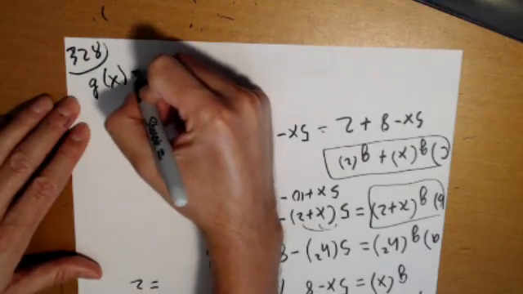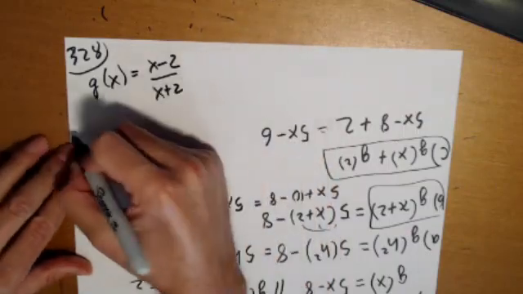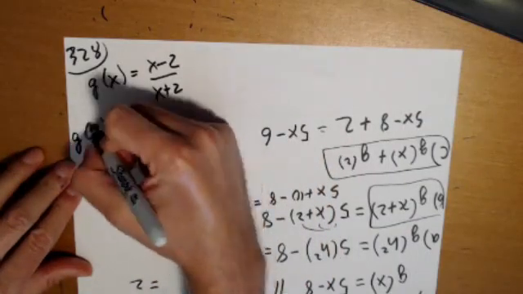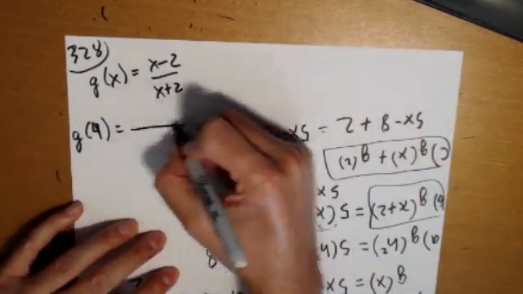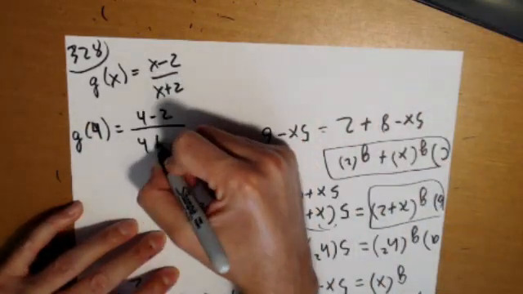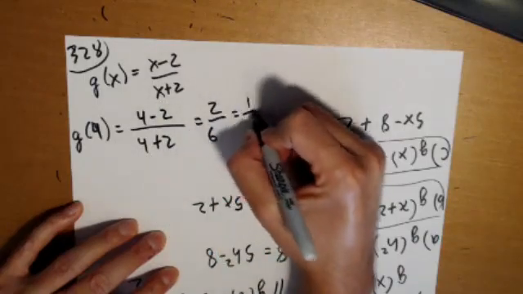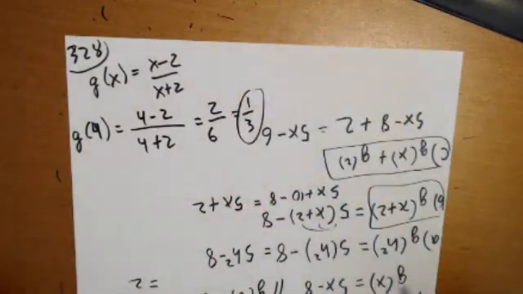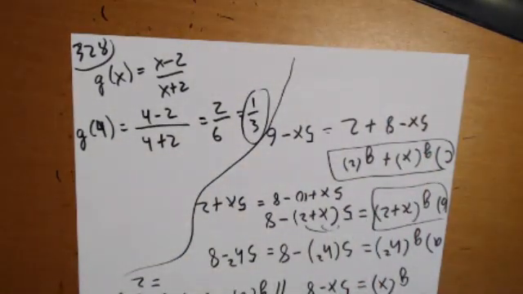g of x is equal to x minus 2 over x plus 2. And they want us to figure out g of 4. So that just means plug in a 4 wherever you see x. So that's just going to be 4 minus 2 over 4 plus 2. And then reduce it, 1/3. Okay, not bad. Hopefully that was straightforward. And then I guess we'll try 330. Let's see how ugly that one can get. 330.